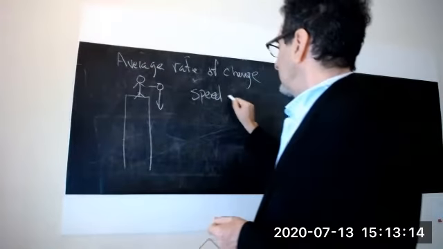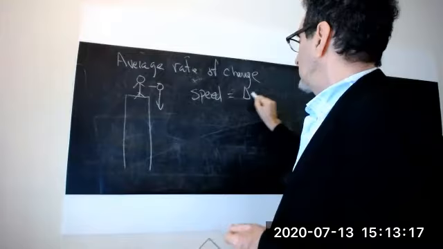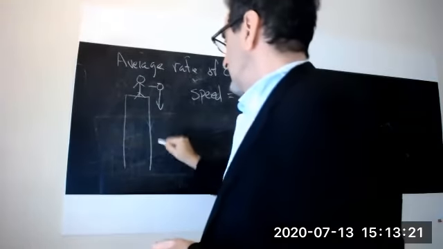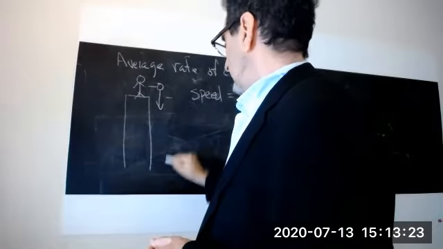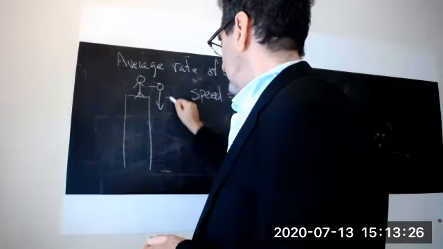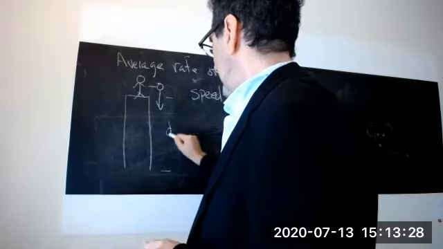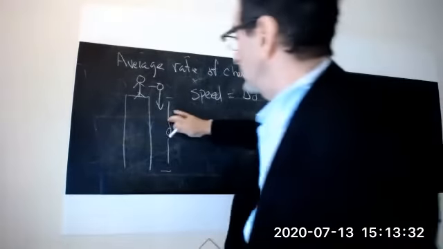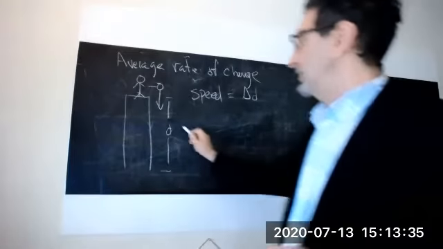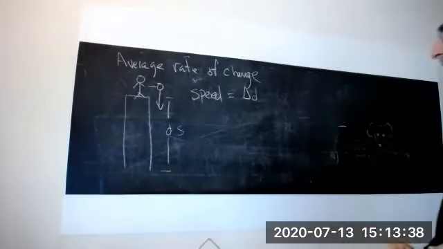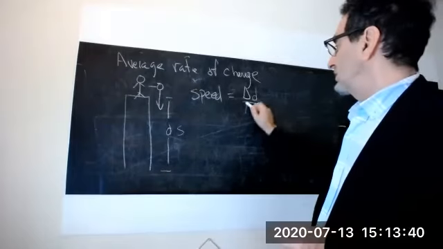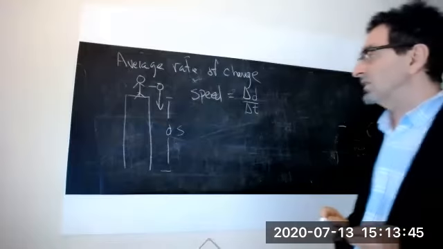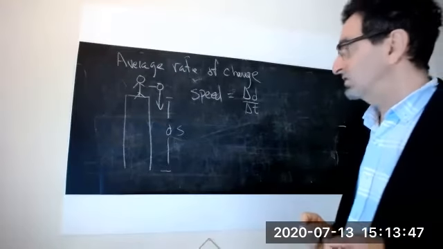So the speed is the change in position, which we'll call d. We'll call this the distance that it's fallen. Actually, usually they call it s, but d seems like a more natural symbol to use, so we'll just call it d. But the change in distance over the change in time is what we mean by the speed. So this is going to be an average rate of change.